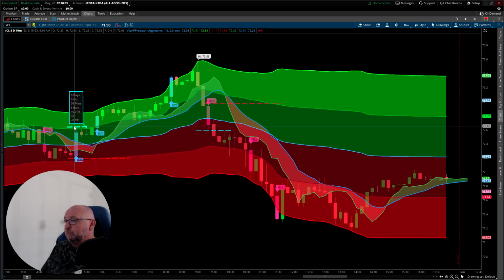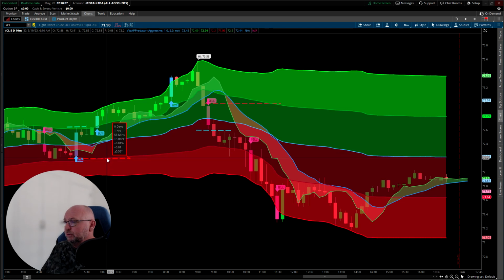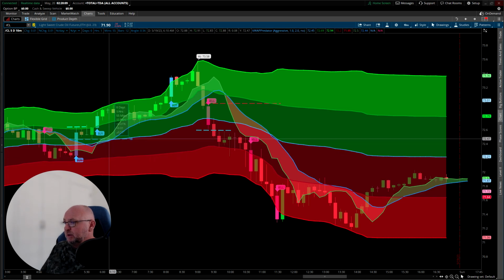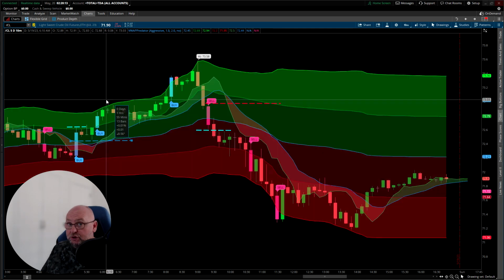To manage this, it's simple. Just wait for little pullbacks and then just adjust your stop to the pivots. So this pivot comes below the entry, but it reduces your risk.